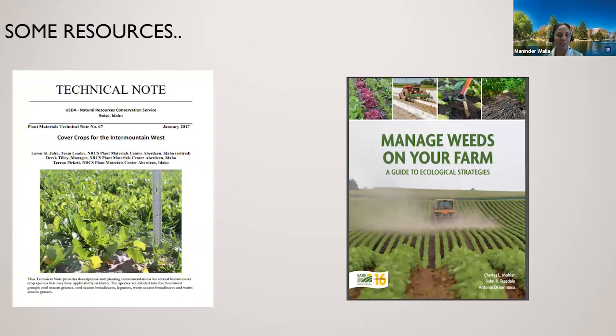Some additional resources that I think would be useful. This is a technical note from the USDA NRCS in Boise, Idaho about cover crops for the Intermountain West. It has a list of all the cover crops. And then from the West, these resources on how to manage weeds on your farms. Just additional resources that might be helpful in the short term.